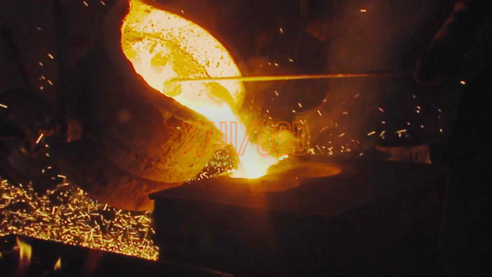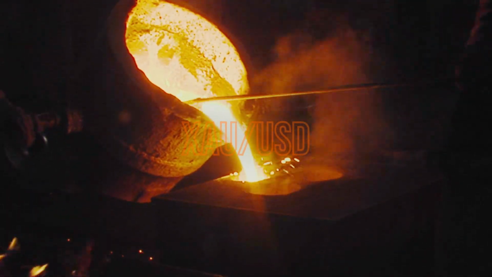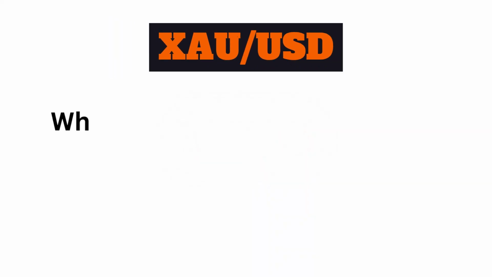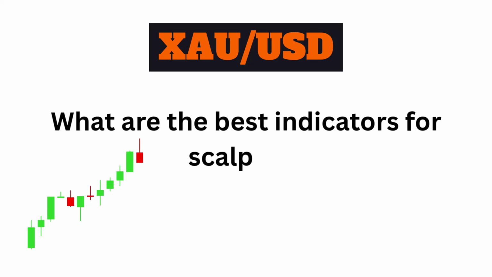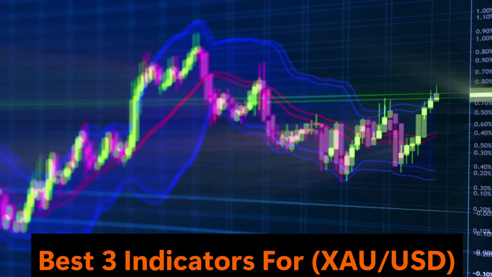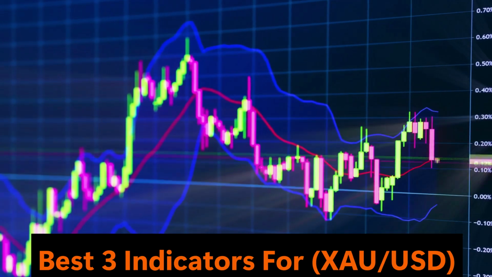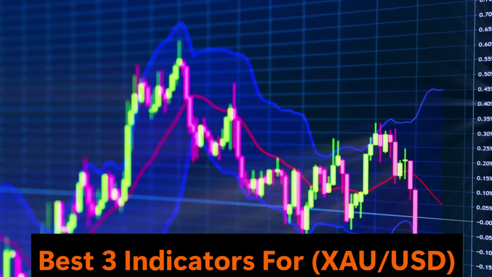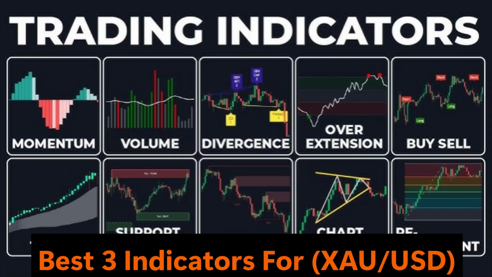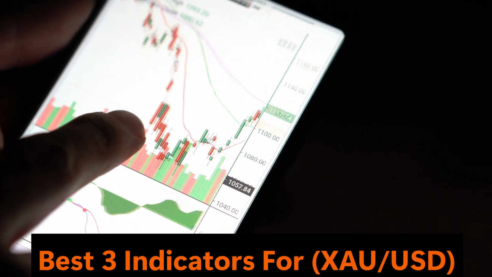My dear trader, many traders ask me one simple question about gold. What are the best indicators for scalping gold, and why do they work so well? Gold moves fast. Gold reacts strongly to levels. Gold punishes hesitation. And if your indicators are not correct, scalping gold becomes very stressful.